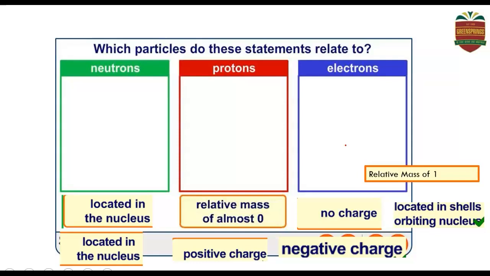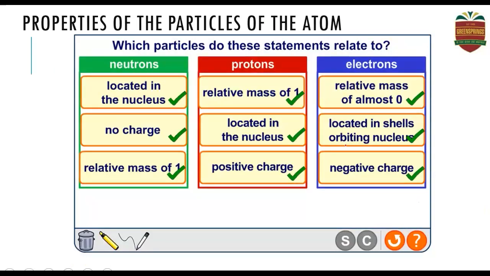Okay, I know that you have just done this. Self-assess yourself. So you can see neutrons are located in the nucleus. It has no charge. It has a relative mass of 1. Protons, relative mass of 1, located in the nucleus, has a positive charge. Electrons, relative mass of almost 0, located in shells orbiting the nucleus, and a negative charge. If you score less than 80%, go over the video again and play the game.